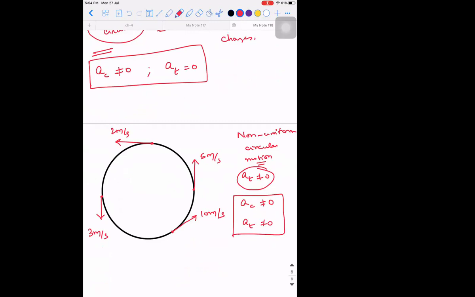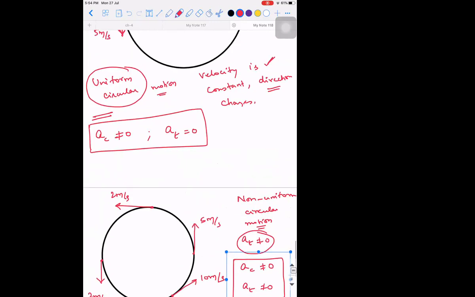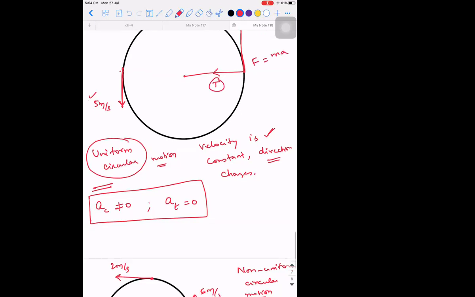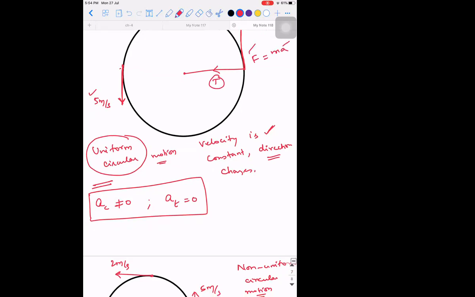Sir, why is centripetal acceleration non-zero? Because I told you the example of a string. What is acting towards the center? There is a force, no? When there is a force acting, F is equal to ma, at least from your 9th standard formula. When F is non-zero, acceleration is non-zero. Okay, sir.